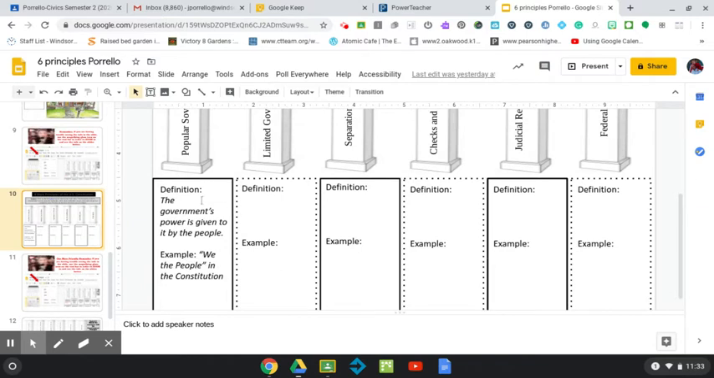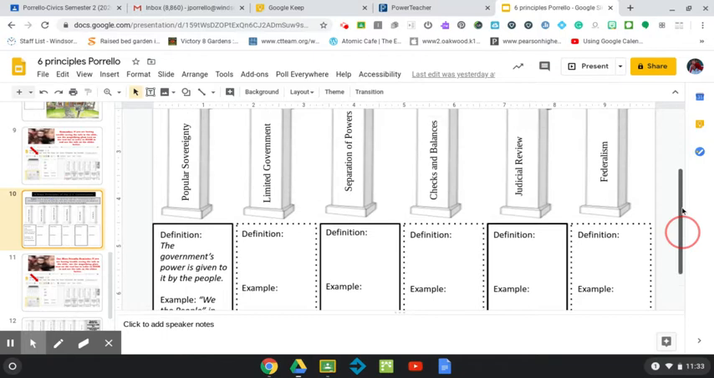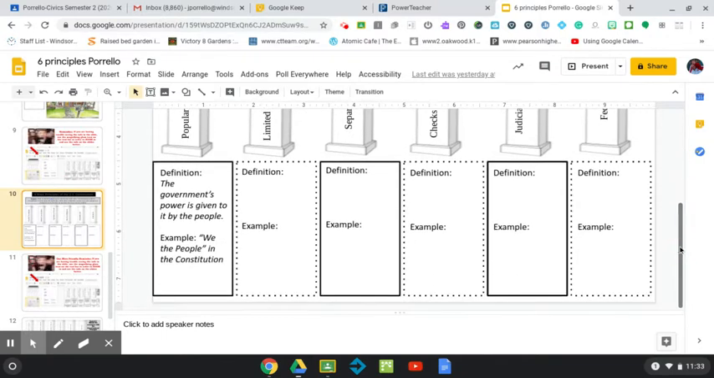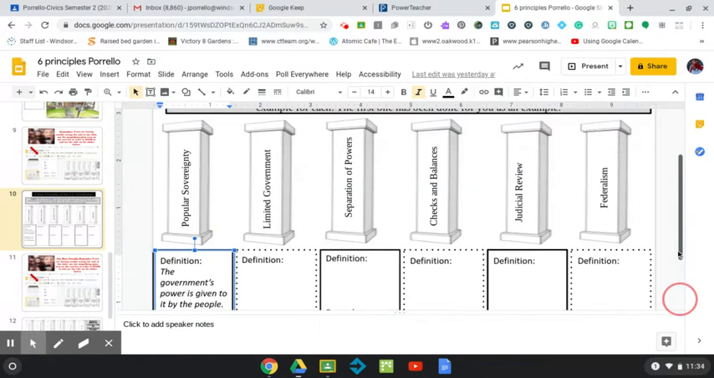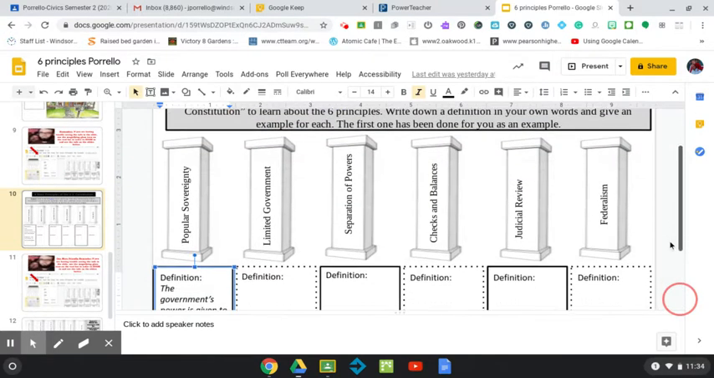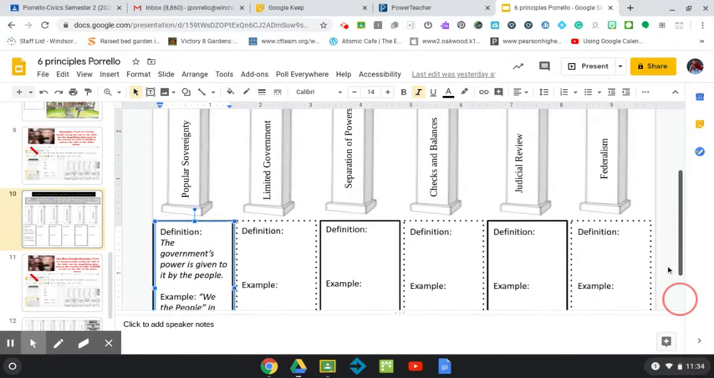Okay. And it can be relatively short. I did the first one for you so you could see. But it says the government's power is given to it by the people. That's what popular sovereignty is, one of the 6 principles of the Constitution. And an example that is mentioned in the video is we the people is literally written in the preamble of the Constitution.